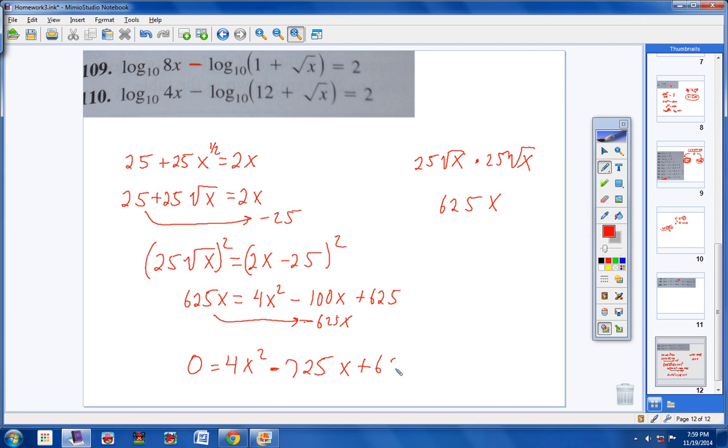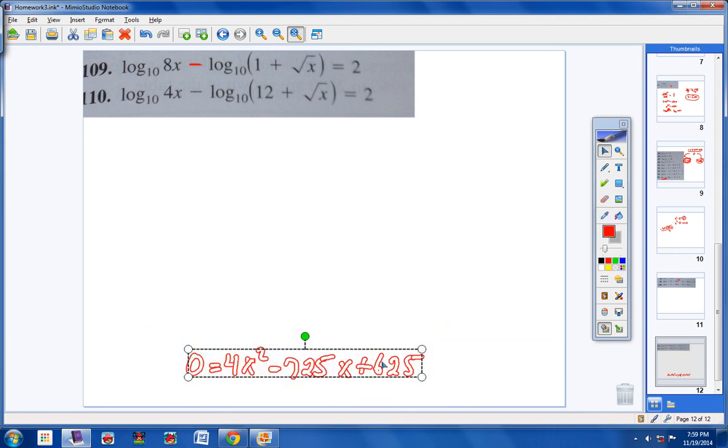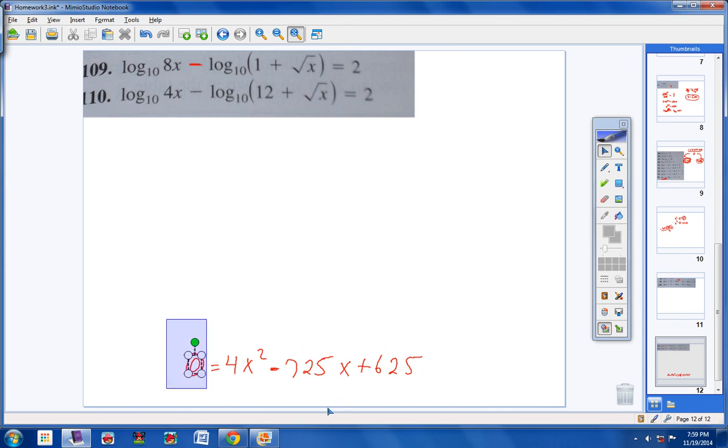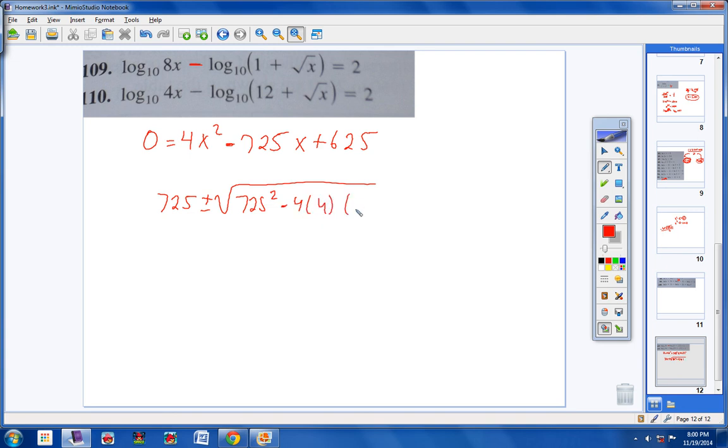Now, unfortunately, that cannot be factored, okay? So we're going to have to use the quadratic formula, which really makes me about want to cry, but I'm not going to, so here we go. Negative b, negative 725 plus minus the square root of 725 squared minus 4ac all over 2a, 2 times 4. And we can continue on and on. The bottom line is this, guys. In the end, you get out this answer here.